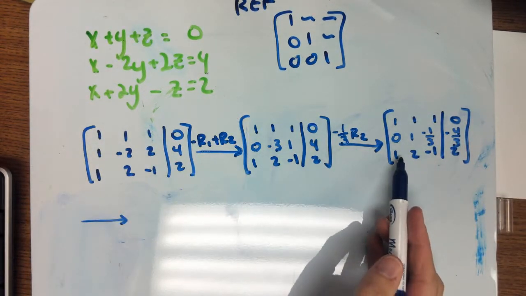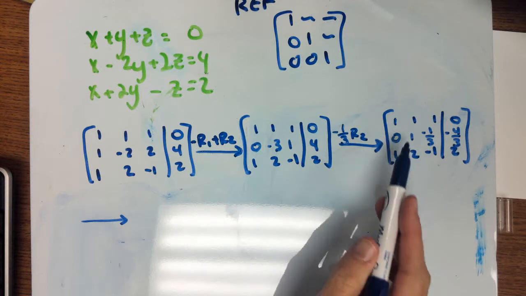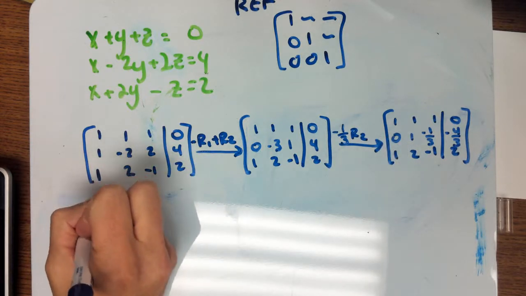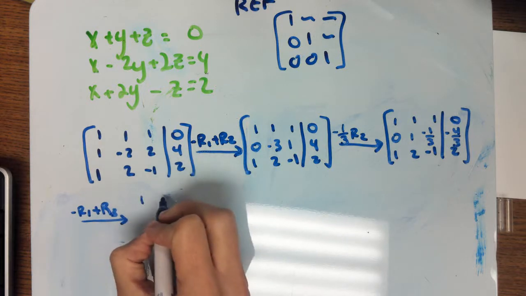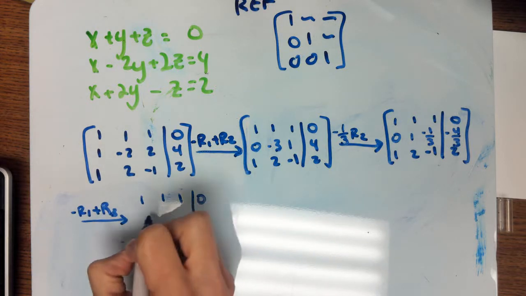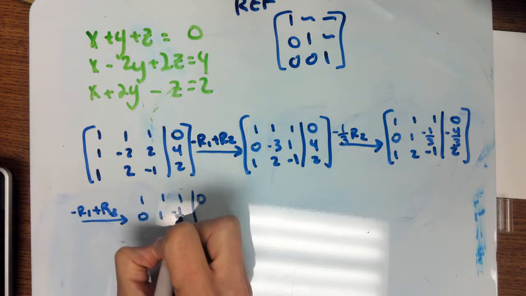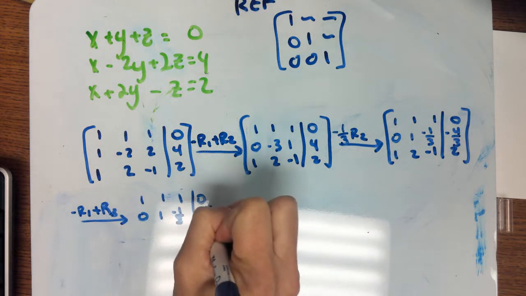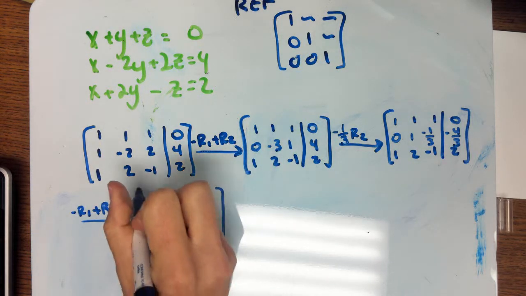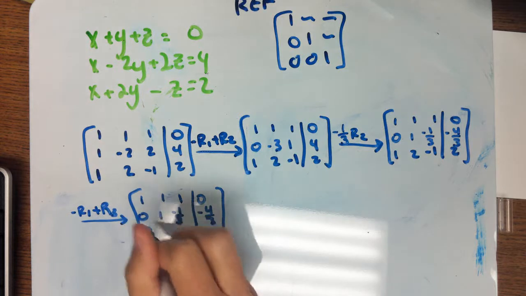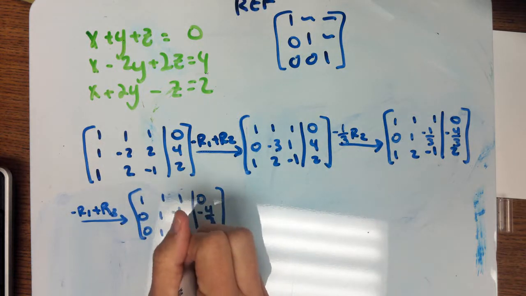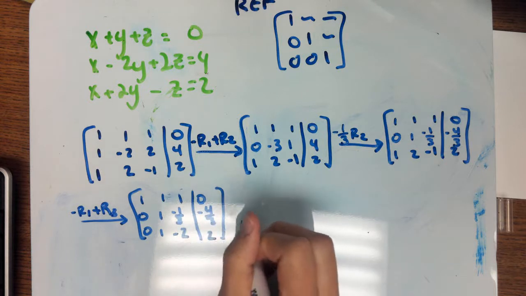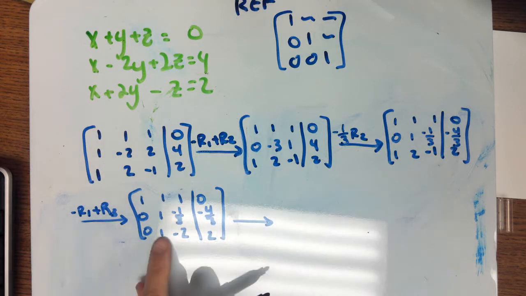Now I have to turn row 3 into 0, 0, 1. So I'm going to use that row 1. I'm going to say negative row 1 plus row 3. So we're going to write down 1 and 2, third, negative 4/3. And then we're going to change row 3. So 0. Negative 1 plus 2 is 1. Negative 1 plus negative 1 is negative 2. And 0 plus 2.